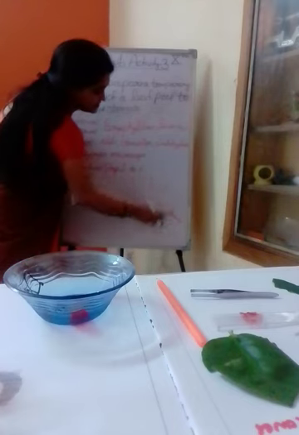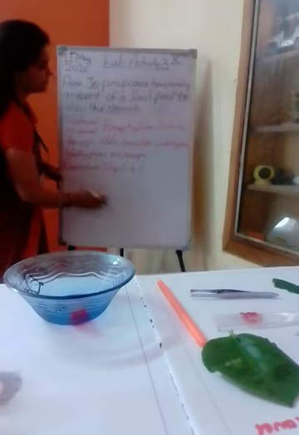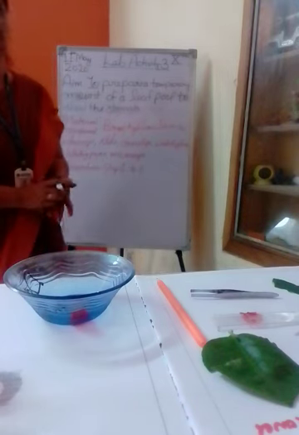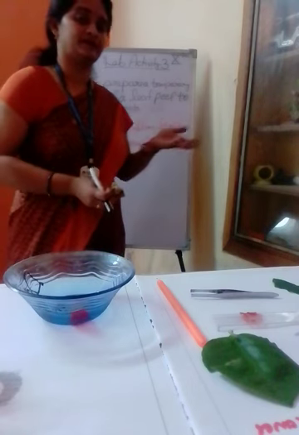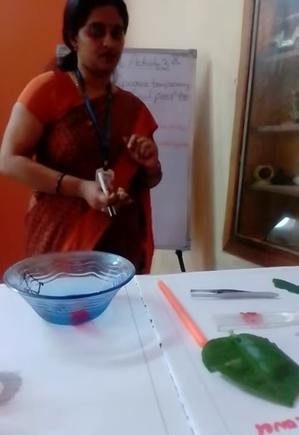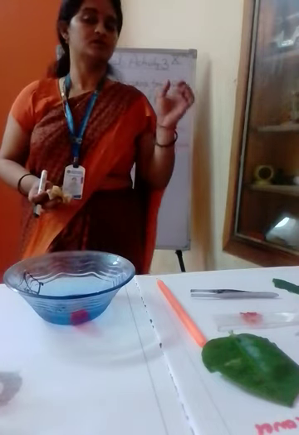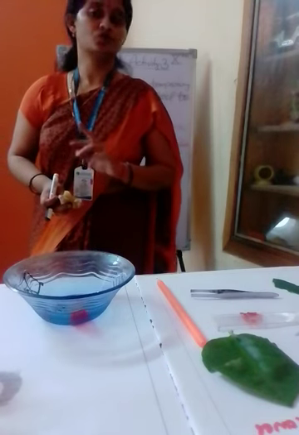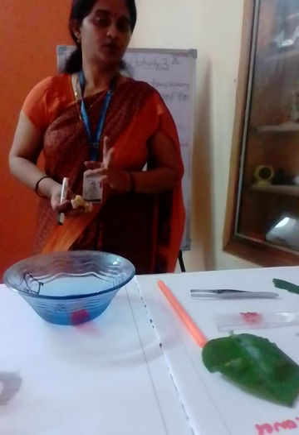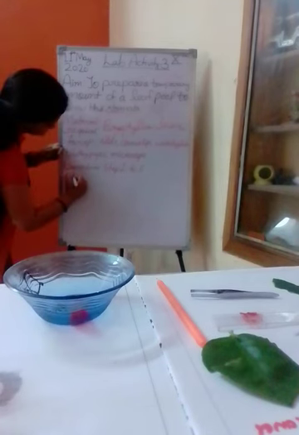Understand that? It means how to make a temporary mount of stomata, temporary slides. How can you make the temporary slide of stomata? Okay. Now are you clear now? What is the process to make the temporary slide of stomata? Understand that? Now the next step is observation.